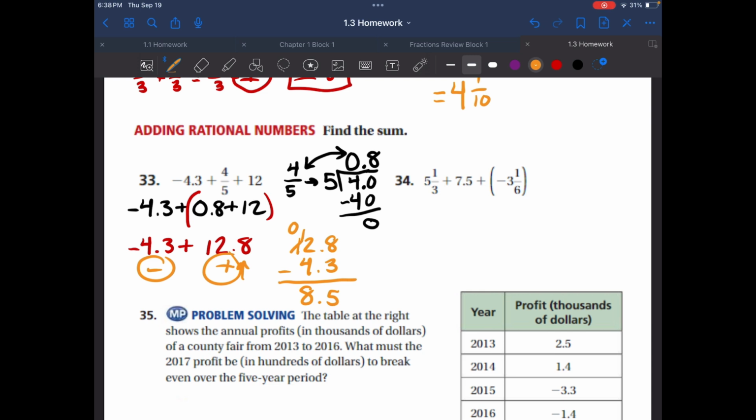I'm going to look back at my value. Right, 8.5. I need to look back at my value. My value was positive with 12.8. That was my bigger one. So my answer stays positive.